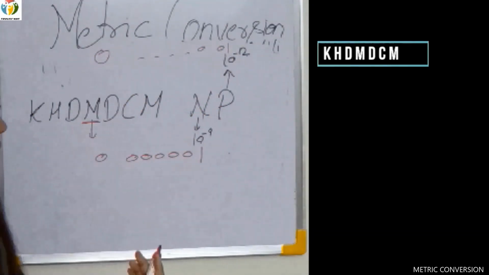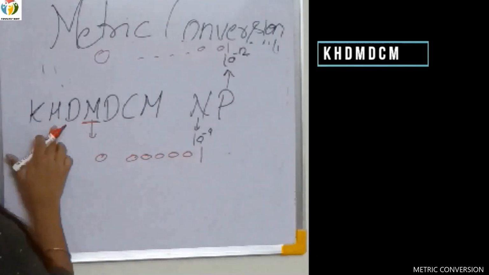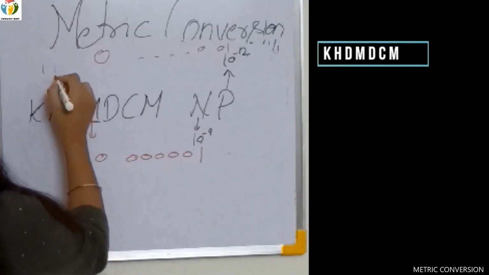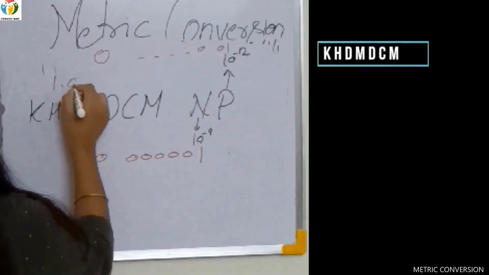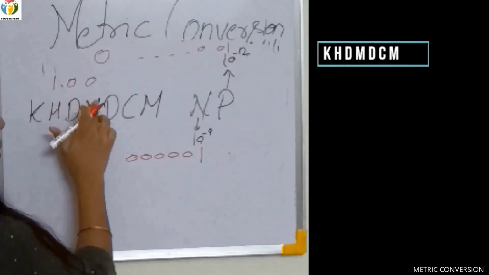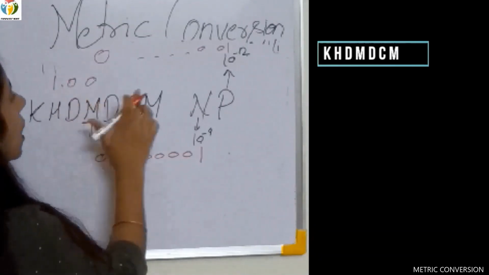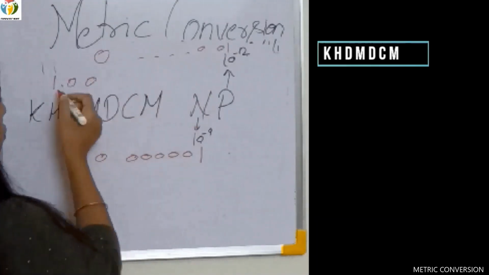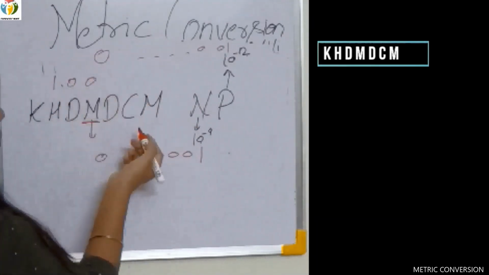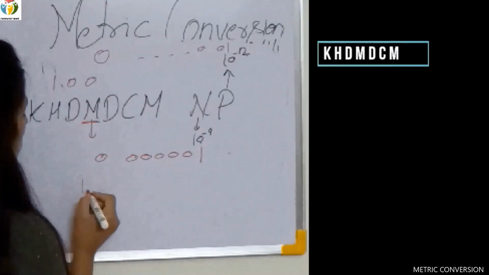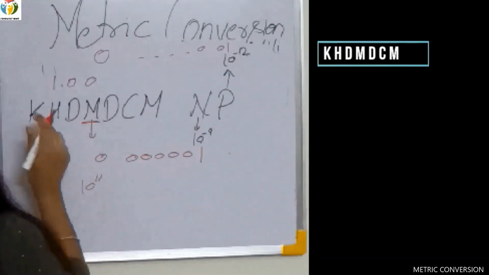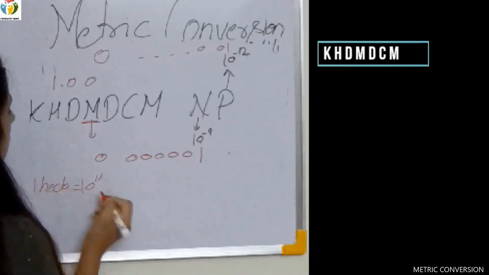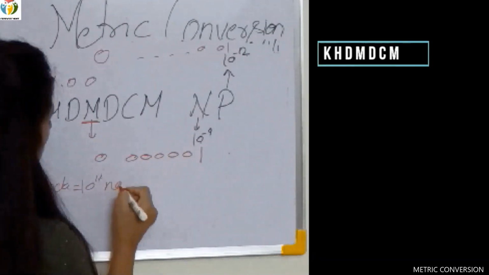So let's say if someone asks me to convert hectometer into nanometer. So what I am going to do is, I'll put 1 over here. Till this point it is 2 0s, and I know after that to reach this point there are 9 0s. So 9 plus 2 equals 10 to the power 11. Okay, so I can directly write down 10 to the power 11. 1 hectometer is equal to 10 to the power 11 nanometer.